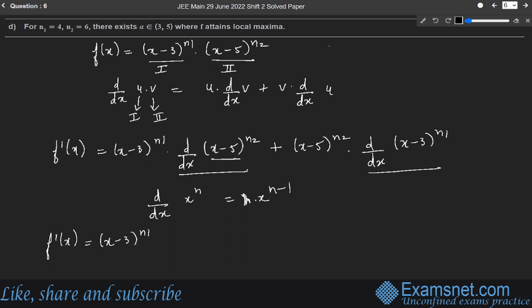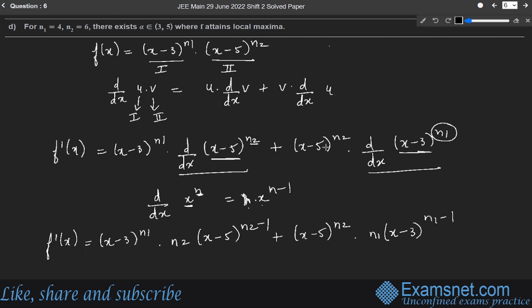Here you can see that x minus 5 is x if we compare with the formula. And what is the value of n? The value of n is n2. So the formula will be n into x power n minus 1, so n2 into x minus 5 power n2 minus 1, right? Plus the next term is x minus 5 power n2 into d by dx of x minus 3 power n1. What is the formula? n into x power n minus 1. Here the value of x is x minus 3 and the value of n is n1, right? So n means n1 into x, what is x? x minus 3 power n1 minus 1. So this is the basic differentiation of this given function.